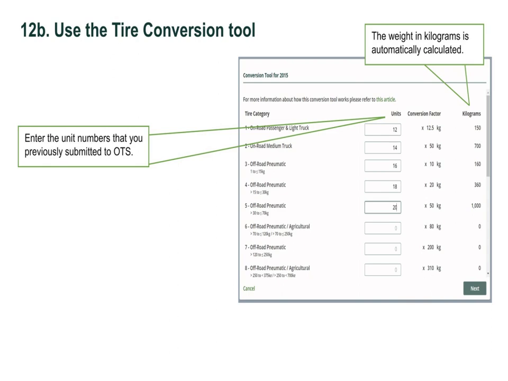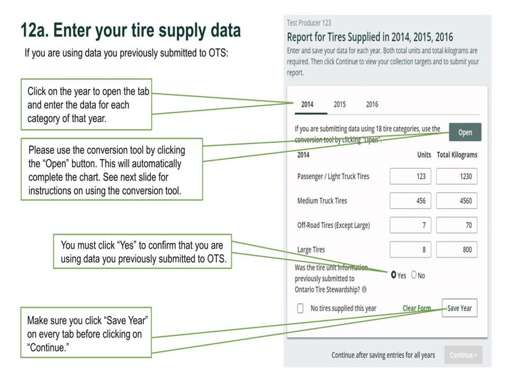Once you complete this for the particular year, when you hit next, it will automatically populate the 4 categories with the kilograms. If you go back to the previous slide, Ellen, you can see that. Then you can save the year, go to 2015, open the conversion tool for that year, and do the same thing, repeating that for each year until you're done. Once you've saved each of the years, you'll be able to continue with the registration process.